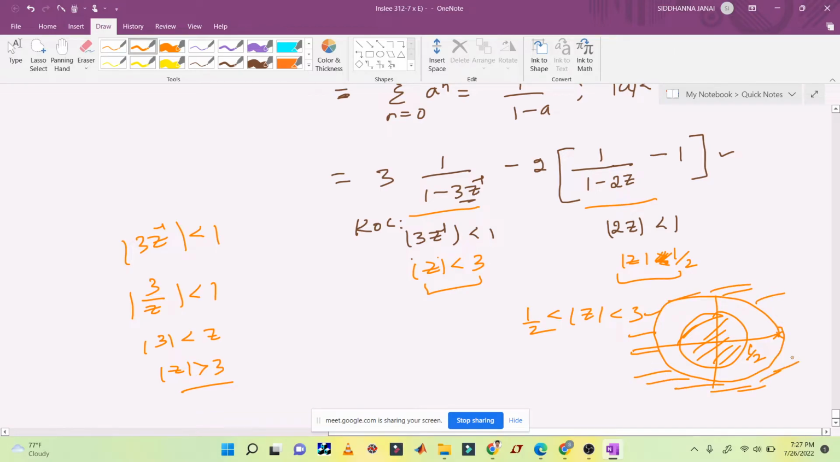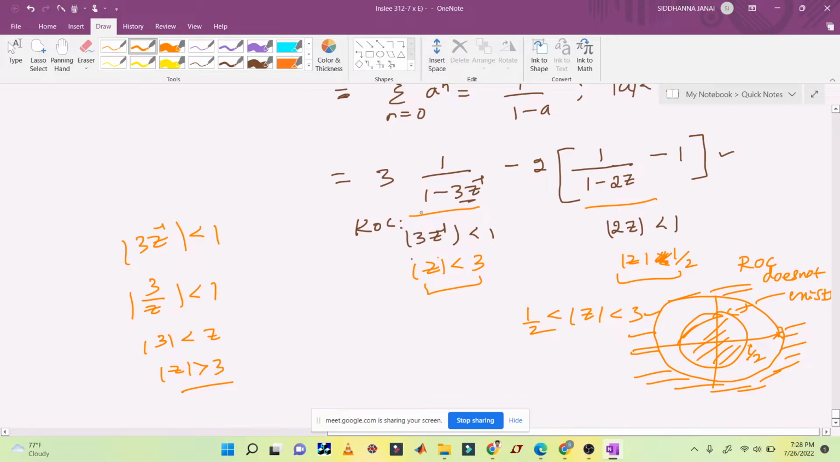But according to the ROC rules we have, it will not include any pole, it can include 0, and it is a connected region. So here ROC is not there between 1 by 2 and 3. It is outside 3 and inside 1 by 2, which is not feasible. That's why ROC does not exist.